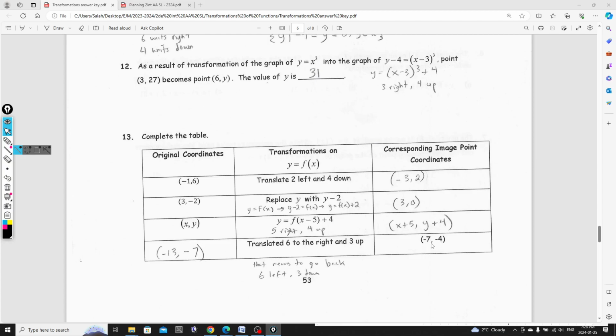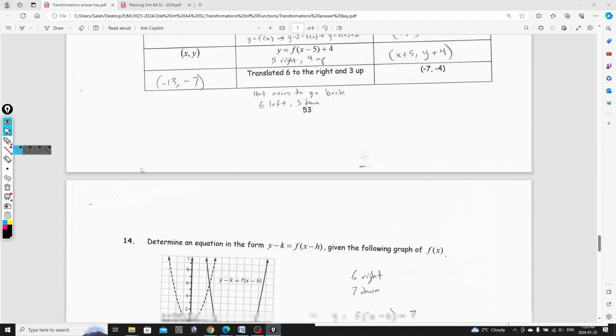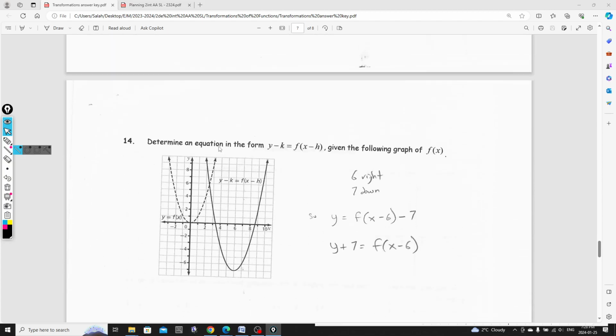Okay, and then you can actually double check to see if what we did is correct by now going in the correct order, right? By going from your original coordinates, applying these transformations right here, and seeing if you get these coordinates. Well, you do. -13 translated 6 to the right means -13 plus 6 gets you -7. And -7 plus 3 gets me to -4. Okay? So that's question number 13. And finally, question number 14.